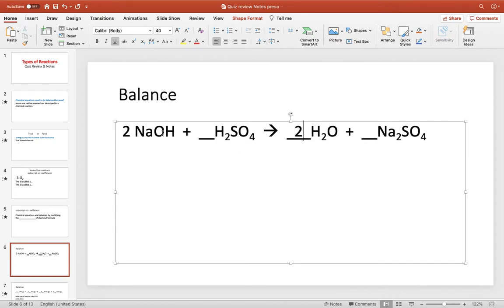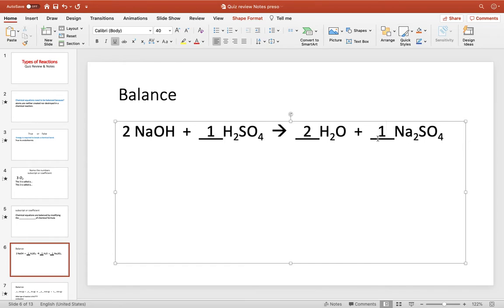Let's look at the oxygens. We've got 2 and 4 is 6. Oxygens on the left are 6. Oxygens on the right are 2 plus 4 is 6. 1 sulfur, 1 sulfur. So the proper way to balance this is 2, 1, 2, 1.